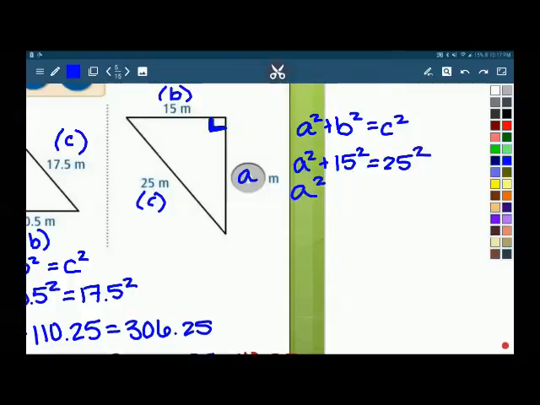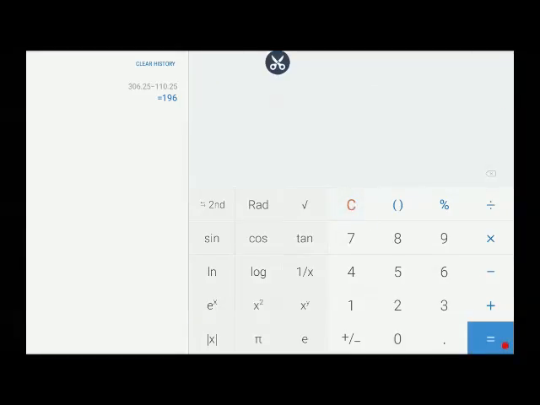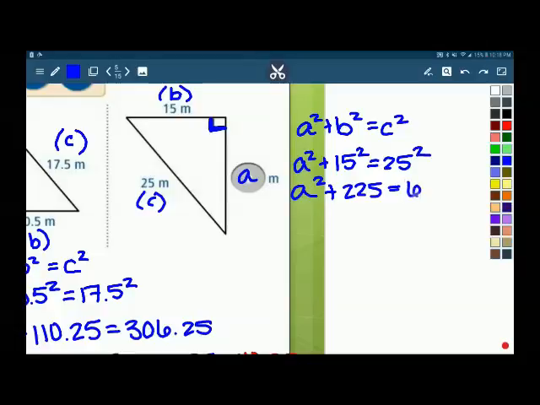a squared plus 15 squared, that's 225, is equal to, now I don't know what 25 squared is off the top of my head, so I'm going to go to my calculator. Clear that out. 25, square it. Looks like 625. Okay, so equals 625. And now I do the same thing that I did in the last couple. I want to get rid of any addition or subtraction. I have that plus 225, so I have to minus 225 from each side of the equation.